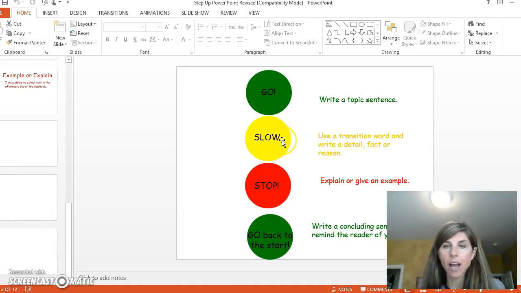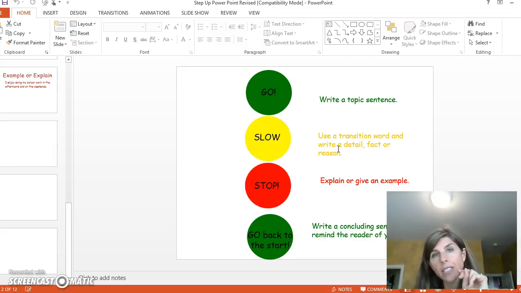The yellow means slow down and give a reason or a detail or a fact about your topic sentence. And then the red sentence, you're going to stop and explain your yellow sentence a little bit. So what we have is a pattern. Whenever you have a yellow, a reason, detail, or fact, you're going to have a red to explain it. And when you do that, it makes for a more interesting paragraph, and it explains your reasoning or your details or your facts a little bit better.